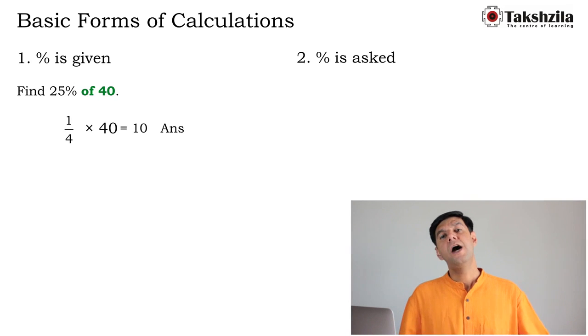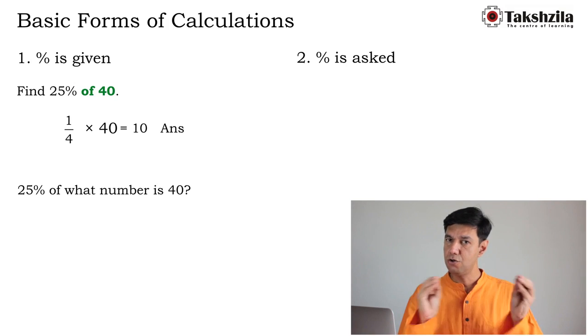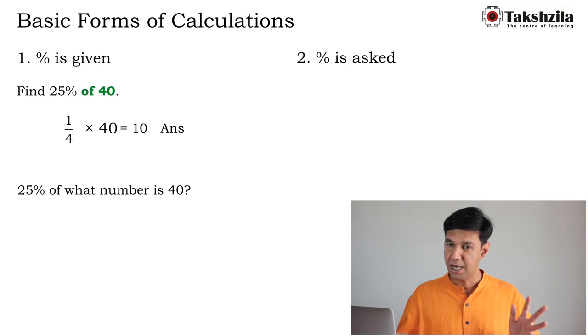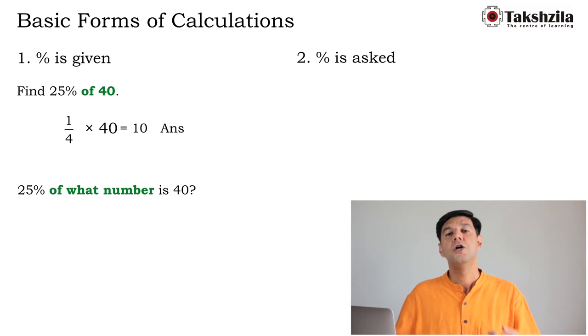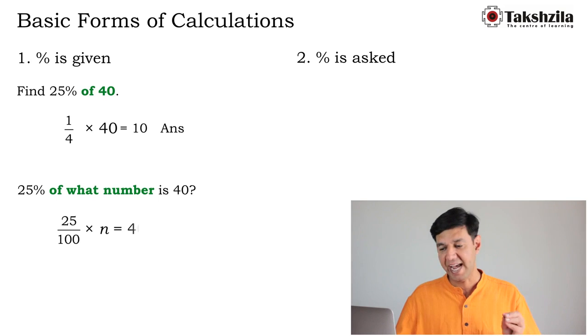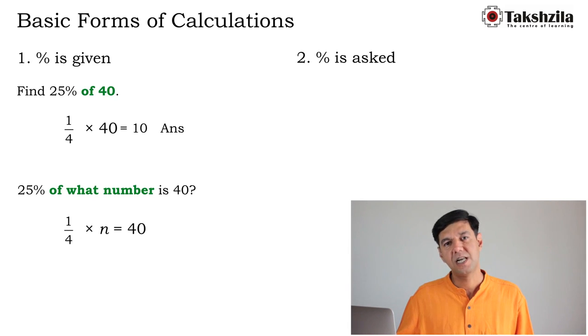Or else it could be, look at the second one, 25% of what number is 40? Remember, while the values are 25 and 40, it has a different meaning here. 25% of what number? I do not know that, right? So 25 by 100 of n means, in maths, is equal to 40. So 1/4 of n is 40. So obviously n is going to be 160. So that's my answer over here.